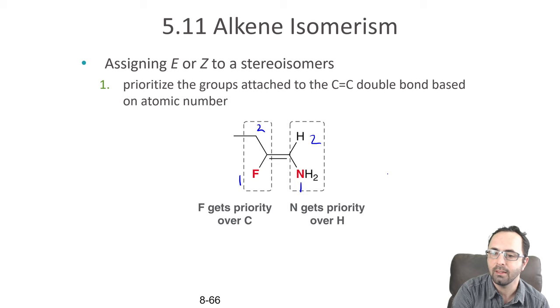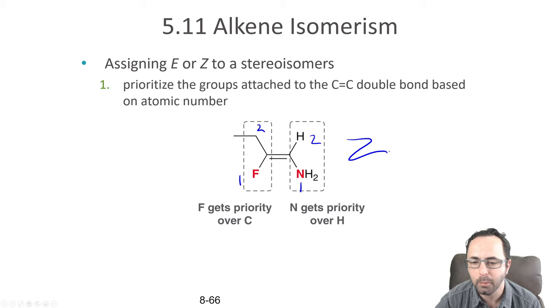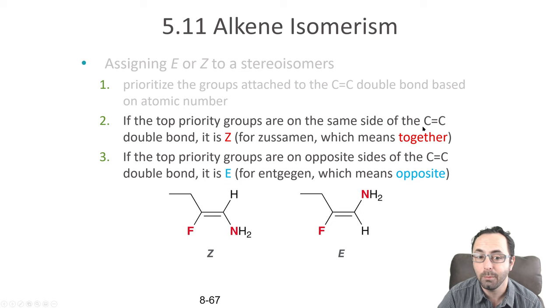The way I remember that is the same way I remember cis, on the same side. For Z, this means the higher priority groups are on the same side. So this would be a Z designation for this double bond because the higher priority groups are on the same side. If the top priority groups are on the same side of the carbon-carbon double bond, we call it Z, which is a German word, Zusammen, which means together. And if the top priority groups are on opposite sides, like in this one here, where the fluorine and the nitrogen are on opposite sides of the double bond, we call that the E designation, which stands for Entgegen. I don't know how to pronounce that in German, but it means the opposite side.